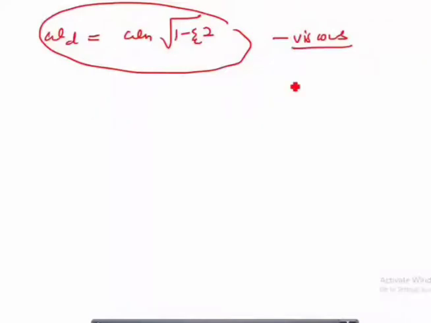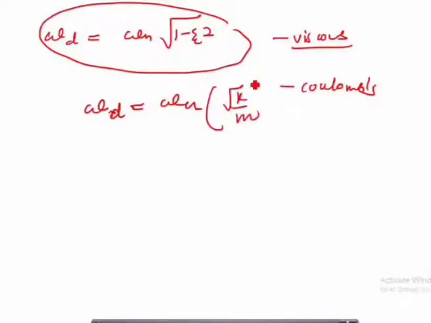But for Coulomb's damping, omega d, that is the frequency of damped vibration, is equal to omega n. Means what? It is nothing but the square root of k upon m. So this is what you have to remember. While calculating omega d for viscous damping, you have to use this formula, omega n into square root of 1 minus zeta square. And for Coulomb's damping, you have to use omega n, that is the natural frequency of free vibration or undamped vibration, square root of k upon m. This is what we have understood from this analysis.